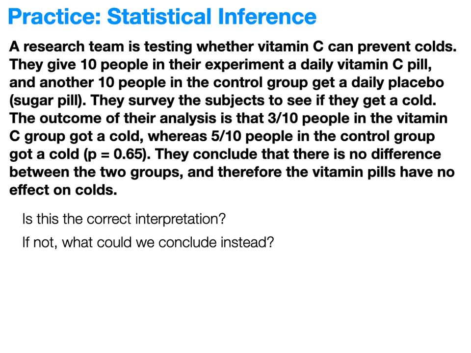Okay, so in this scenario, a research team is testing whether vitamin C can prevent colds. They give 10 people in their experiment a daily vitamin C pill, and another 10 people in the control group get a daily placebo sugar pill. The researchers survey the subjects to see if they get a cold over the subsequent days, and what they find is that 3 out of 10 people in the vitamin C group got a cold, whereas 5 out of the 10 people in the control group got a cold. And they report a p-value of 0.65 for the comparison of the probability of getting a cold in these two groups. And they conclude that there's no difference between the two groups, and therefore the vitamin pills have no effect on colds.